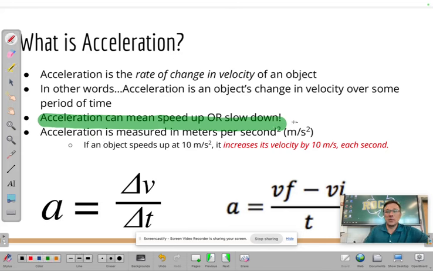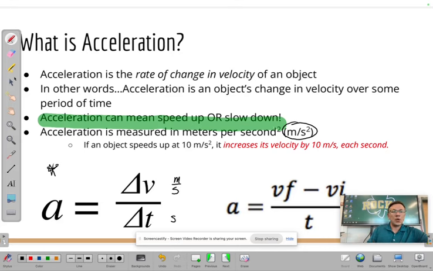So that would be this. This would be the symbol right here that we use for acceleration unit of measurement. And if you think about it, in the equation down here, we have velocity divided by time, and the unit of measurement for velocity would be a meter per second, and the unit for time is second, so a meter per second per second, or a meter per second squared.